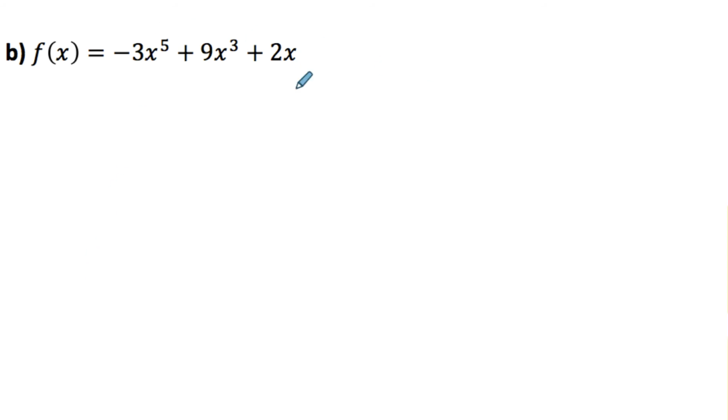Part B, I can tell from the equation this is an odd function. All terms are odd degree. But let's prove that algebraically. What's the property for odd functions again? F at negative x equals negative f at x.